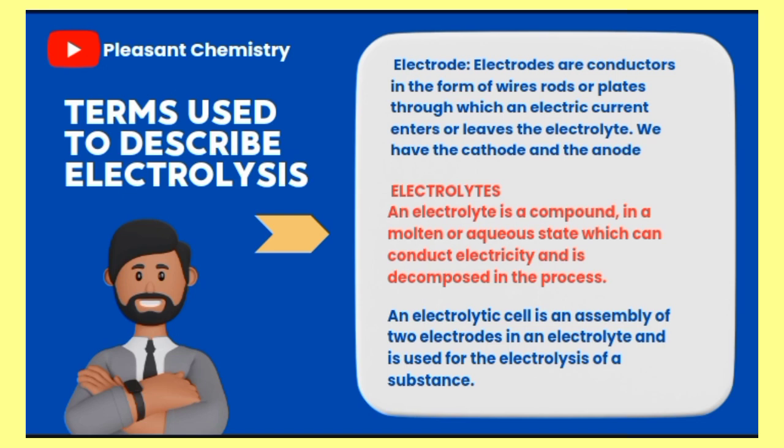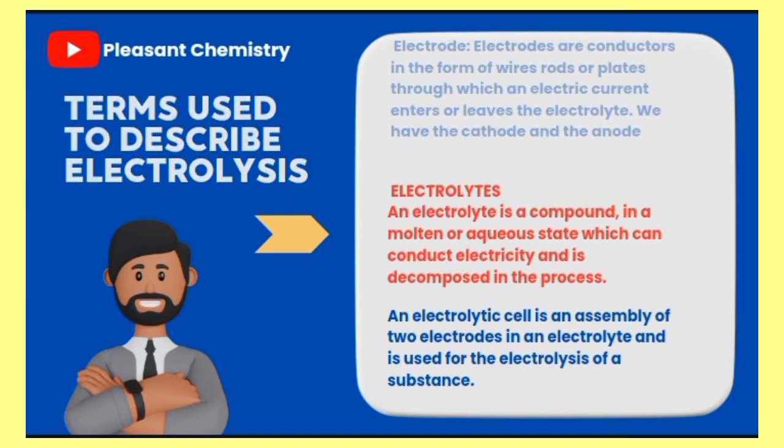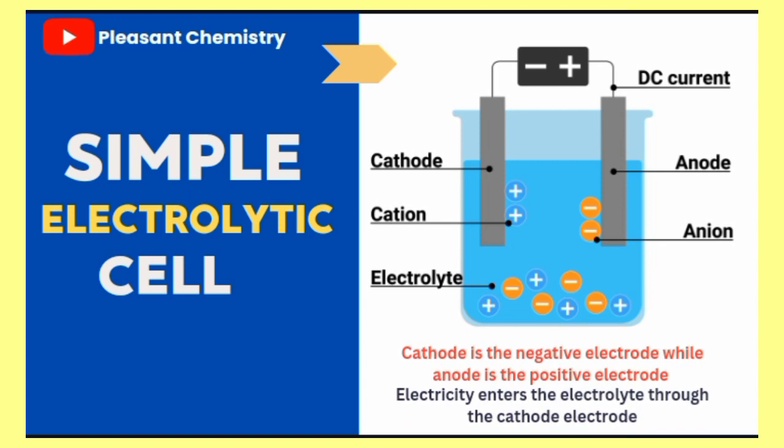It is used for electrolysis of what? Of a substance. Let's quickly move. Now this is a simple electrolytic cell. This is a simple electrolytic cell. The labeling part up there, you have the DC current. That DC current is the direct current, or you can call it battery.